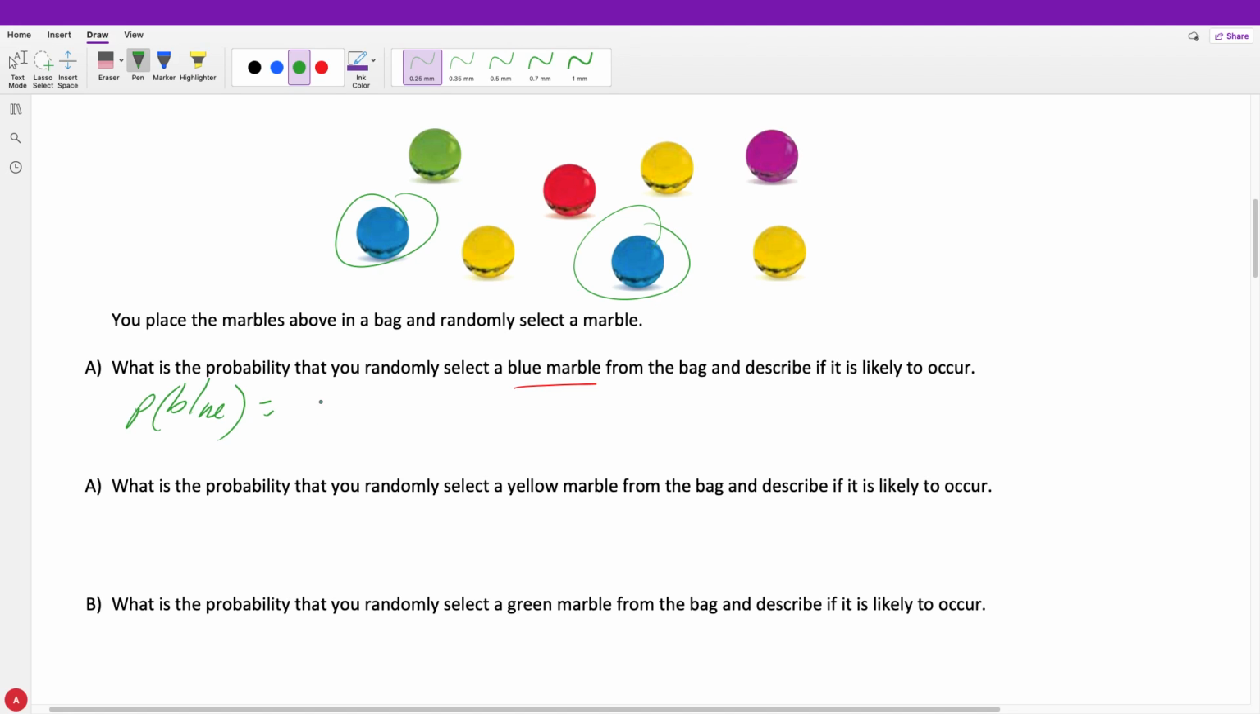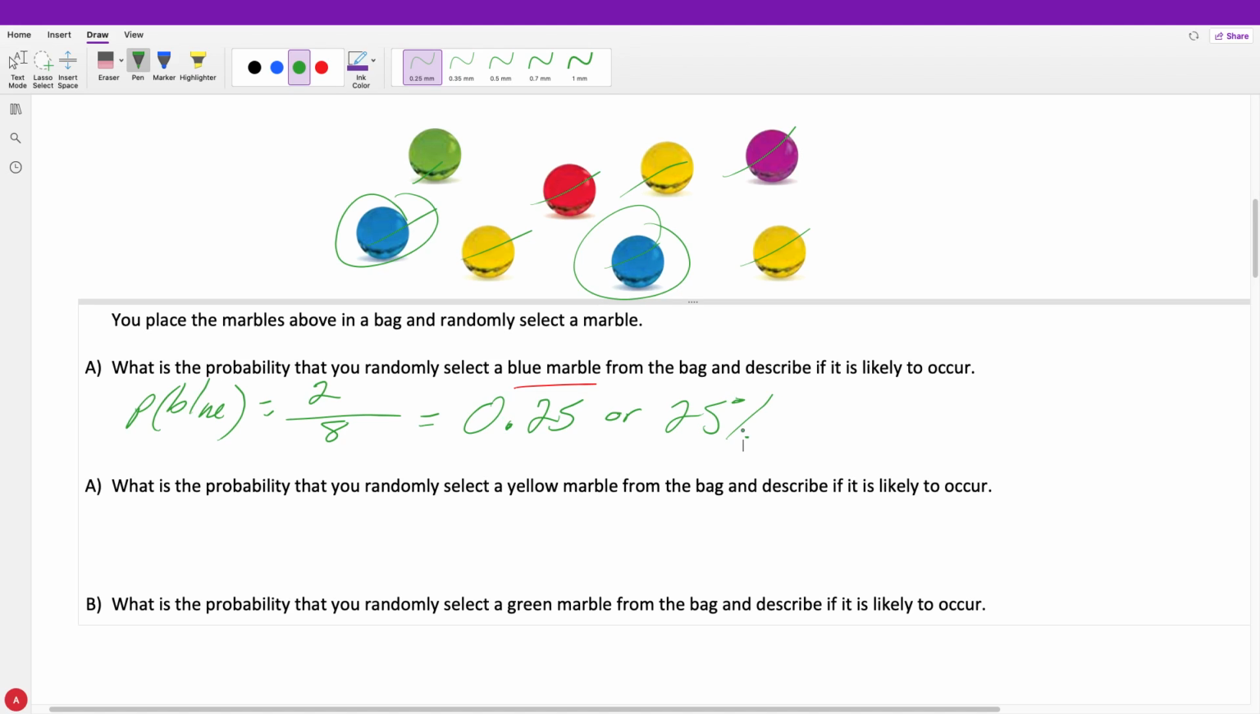We have two blue marbles. So the number of our favorable outcomes, or the number of events that we want to take place, is 2. And then how many marbles do we have in general? Well, we have 8 marbles here. So it'll be 2/8. When we're dealing with probability, we always write this as a decimal or a percent. And 2/8 can be written as 0.25 or 25%. So the odds of us picking a blue marble at random out of this bag is 25%.